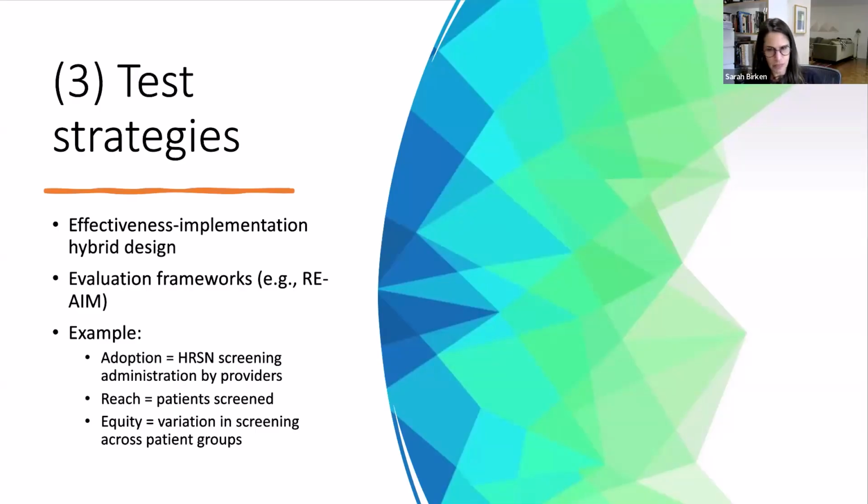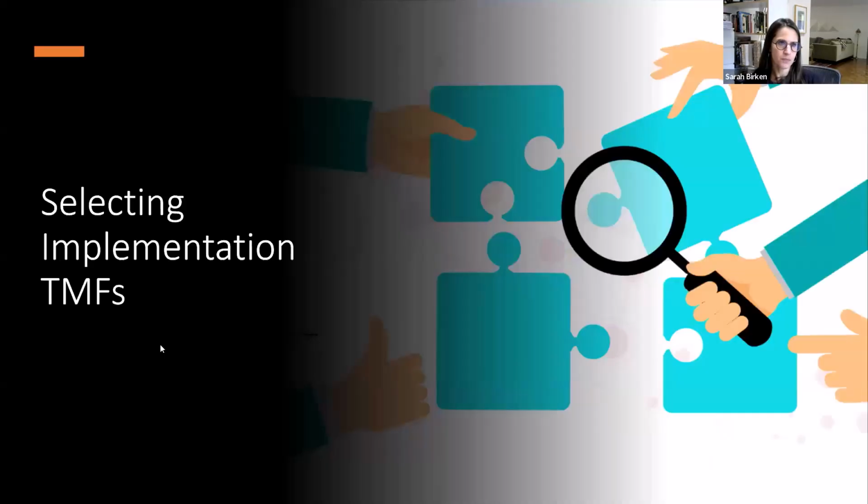We had a 3-month period of those strategies being in effect. And then we're doing an EHR data pull to look at, did that improve adoption of the health-related social needs screening tool in that clinic? And we're using RE-AIM. How many patients did it reach? How many providers was it adopted by? Across patient populations, was the reach equitable? So that's an ongoing study that we have.